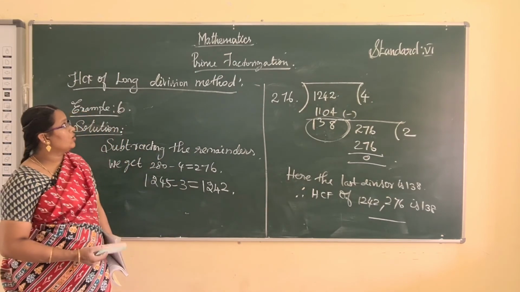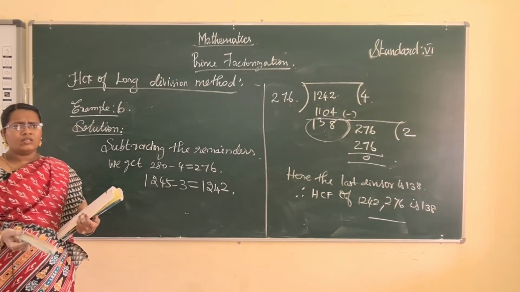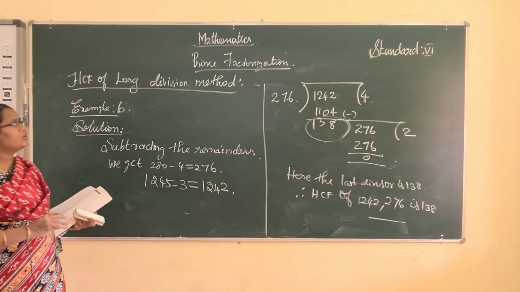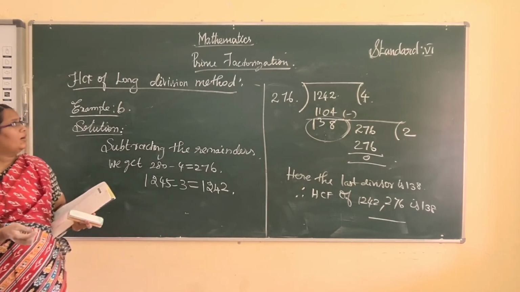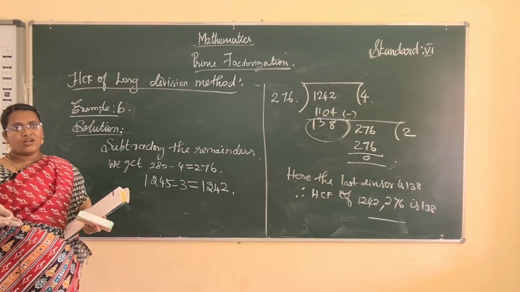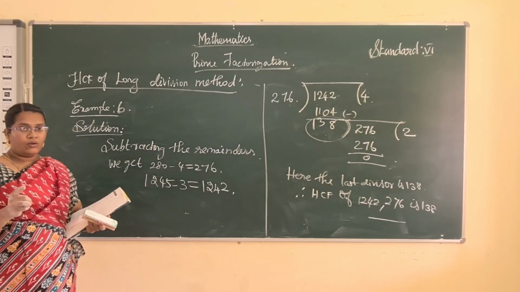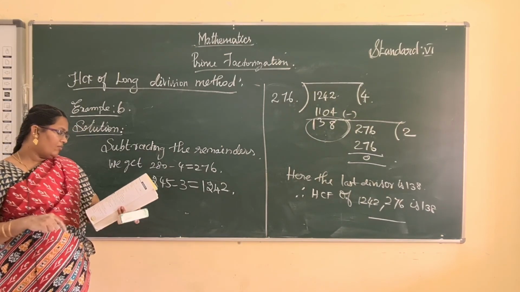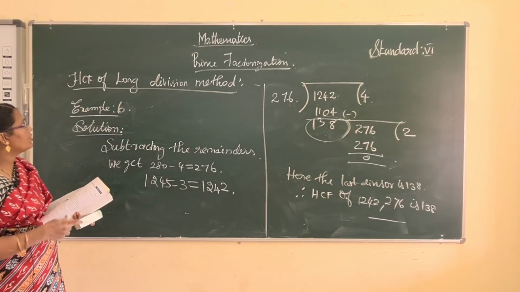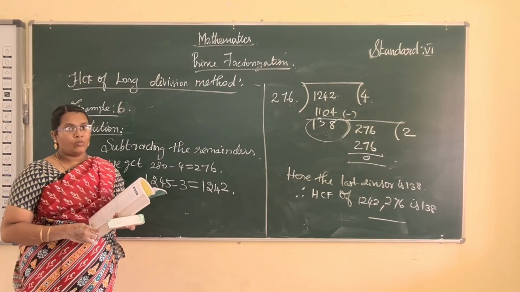I hope you have understood the concept of prime factorization. Prime factorization by using the short division method. We used the short division method for prime factorization, and finding the HCF has 2 types. The first type is the HCF by long division method, and the other type is the prime factorization method. I hope you all understood the concept of HCF by prime factorization method and long division method. If you have any doubt, you can ask me. Thank you, students.